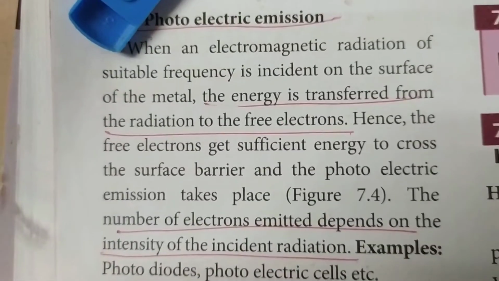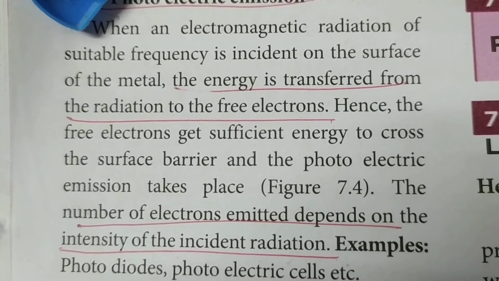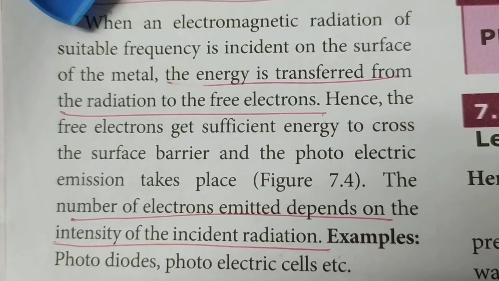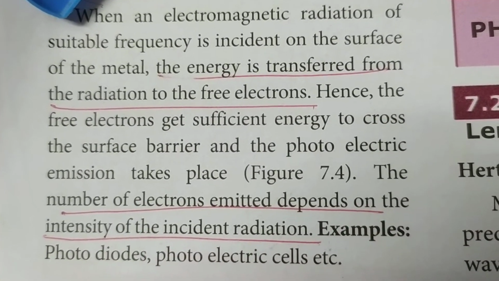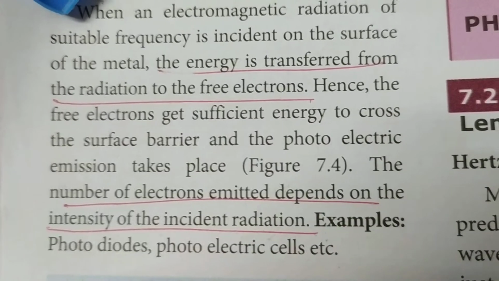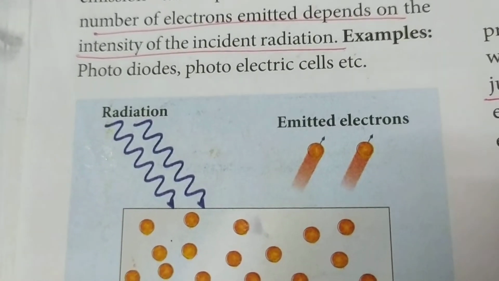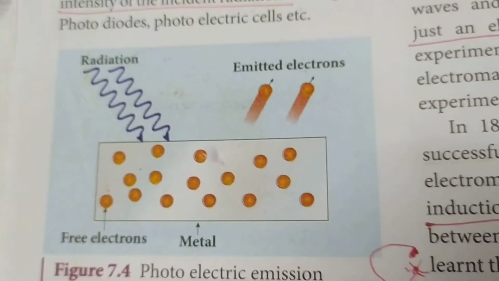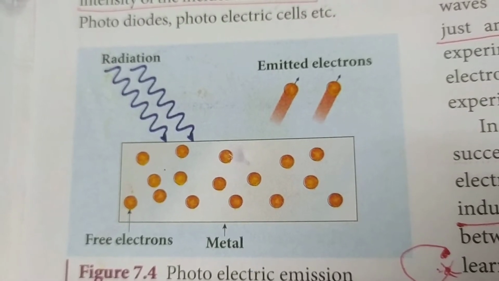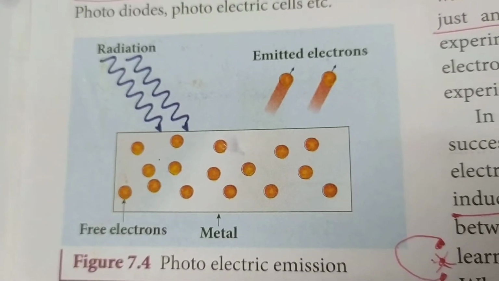So this is called photoelectric emission, that is, when an electromagnetic radiation of suitable frequency is incident on the surface of the metal, the energy is transferred from the radiation to the free electrons. So the free electrons get sufficient energy to cross the surface barrier, and the photoelectric emission takes place. The examples are photodiodes, photoelectric cells, etc. And in the diagram, the radiation is falling on the metal surface, so the electrons gain the energy and they are emitted.